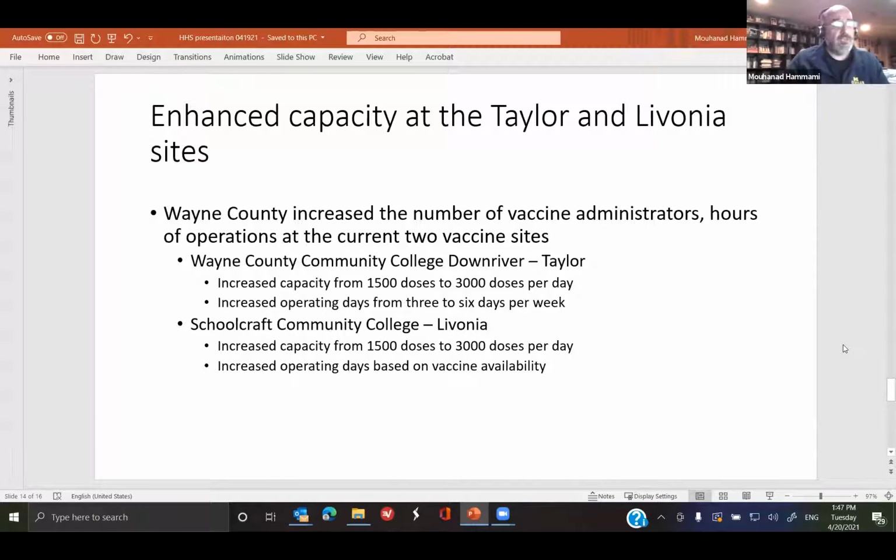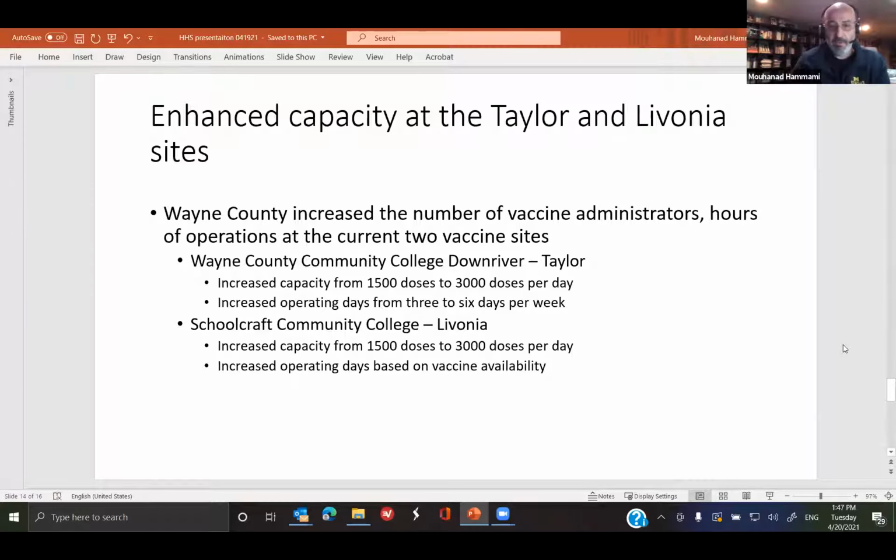At Schoolcraft Community College as well, we have increased our capacity from 1,500 doses to 3,000 doses. Although our goal is to expand our operating hours to 6 days a week, we have been inconsistently receiving Moderna doses from the state. In fact, this week, for example, we did not get any first doses of Moderna. So that remains limited hours based on the vaccine availability that we have.